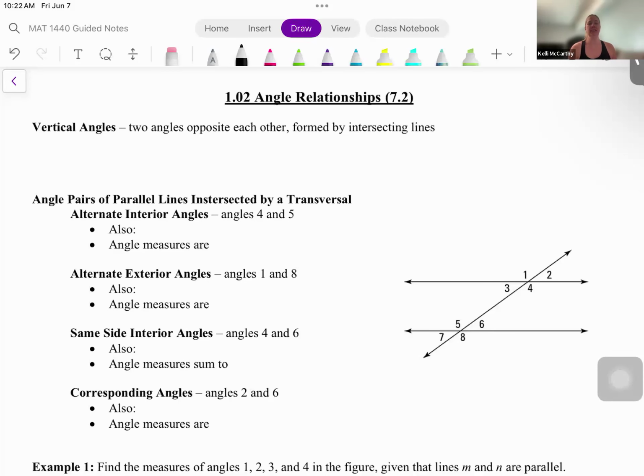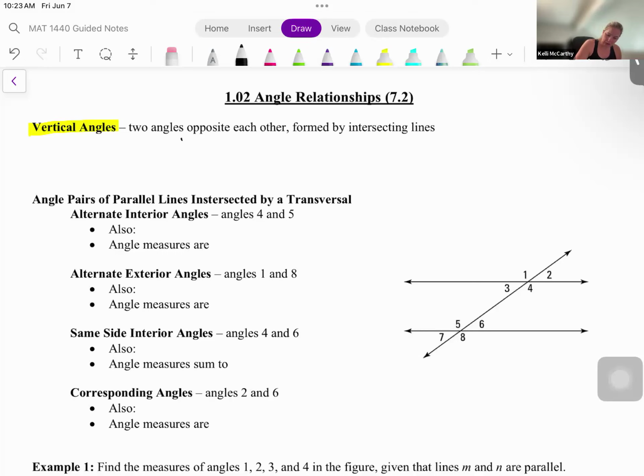In this video, we're looking at section 1.02, looking at angle relationships. Our first angle pair that we're going to look at are vertical angles. These are two angles that are opposite each other formed by intersecting lines.